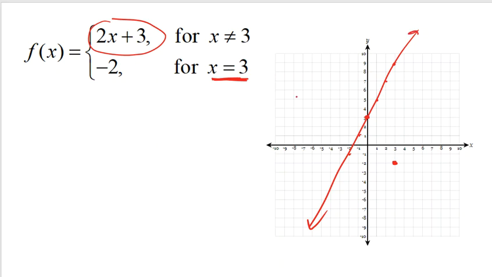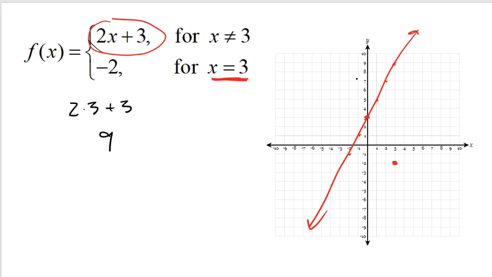But be careful. Remember, I need to remove the point that was at 3. Remember, I was not allowed to plug 3 into this top equation. This top equation was only for values not 3. So if x is 3, I was supposed to use this point, which is why I drew a point there at 3, negative 2. So what I'm going to actually do is plug in 3. Even though I'm not allowed to plug in 3, I'm still going to plug it in just to see where I need to put a hole. So 2 times 3 is 6.